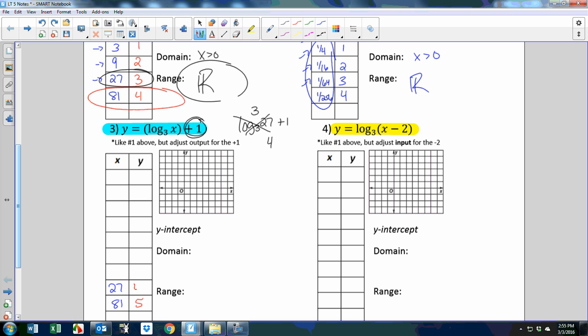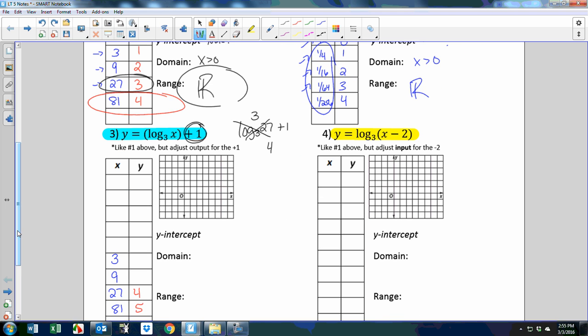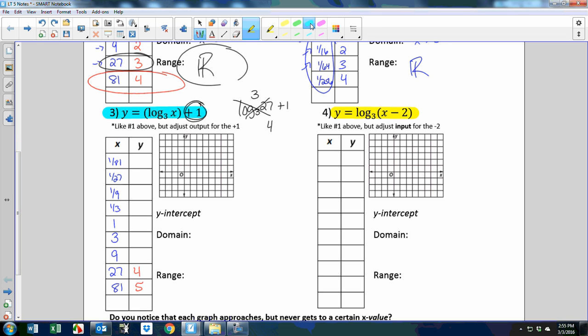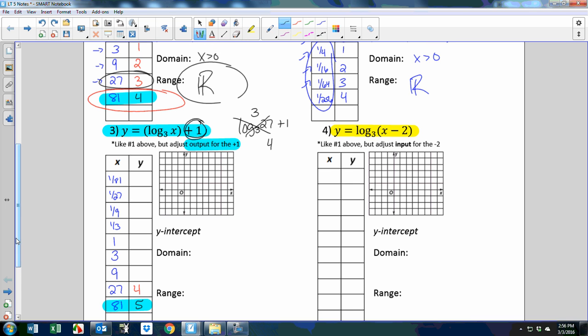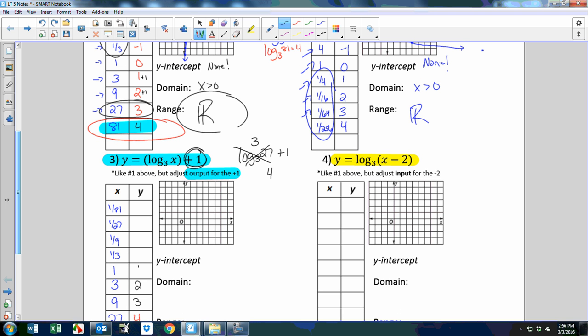Now I think you can already start to see the pattern. Your inputs are the same: 81, 27, 9, 3, 1, 1/3, 1/9, 1 over 27, 1 over 81. But your outputs are being moved. They're changing. So (81, 4) becomes (81, 5). How are they changing? (81, 4) shifted. It moved to (81, 5). It moved up 1. So if you add 1 to your output, you're moving your y values up 1. So you can just continue to add 1 to your outputs. So 2 plus 1, 3. 1 plus 1, 2, and so forth.